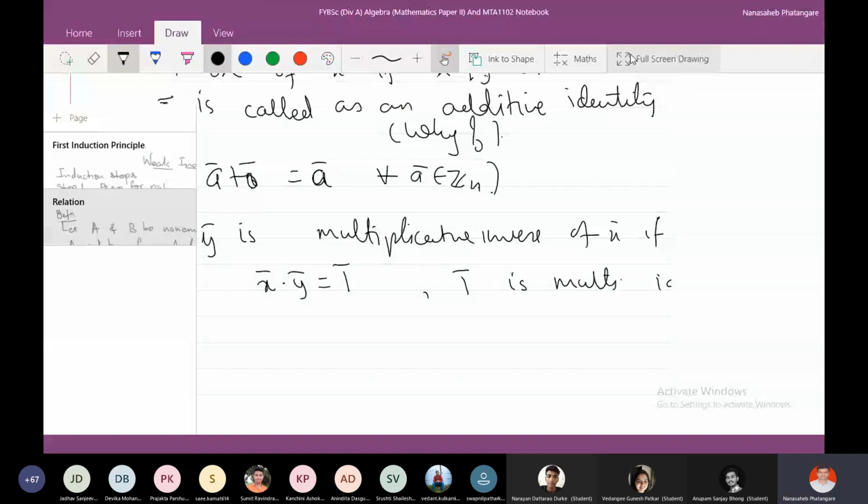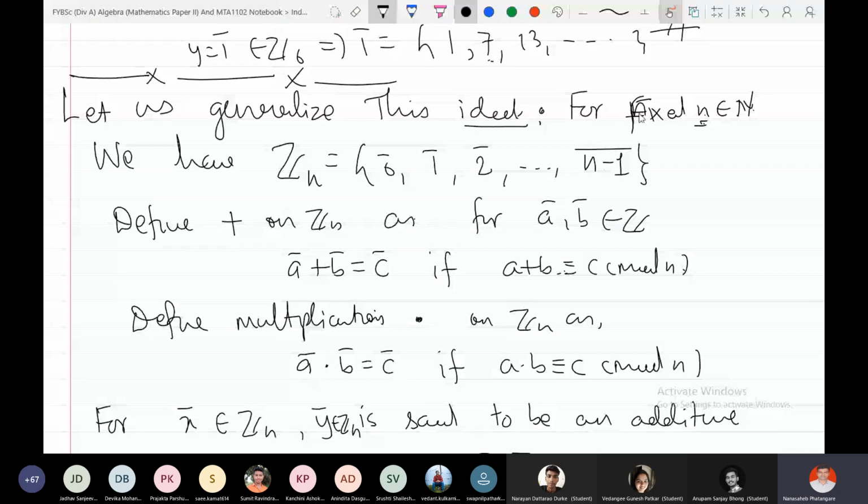So yesterday we were talking about this, right? What we discussed: what are the elements of Zn? Zn is the set of equivalence classes modulo n with respect to the congruence relation. And we can add two classes, and the addition of two classes is a new class whose representative is the sum of representatives of these two classes.